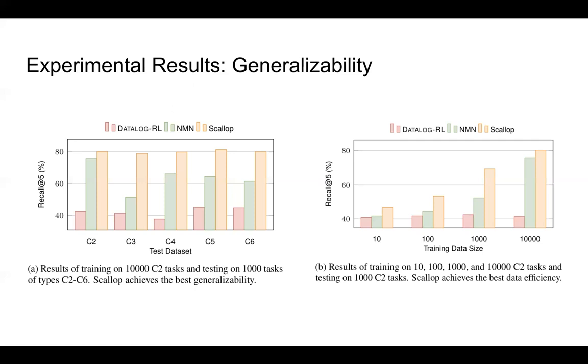On the left-hand side, we varied the complexity of the tasks, but kept the training data fixed. On the right-hand side, we fixed the complexity of the task, but varied the training data. And what we see here is Scallop again outperforms both DataLog RL and neural modular networks, and therefore has better generalizability and data efficiency.